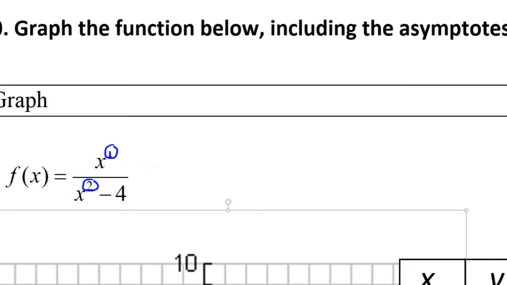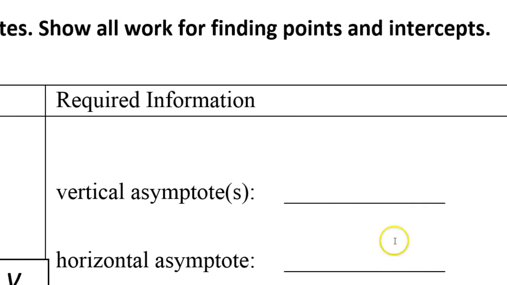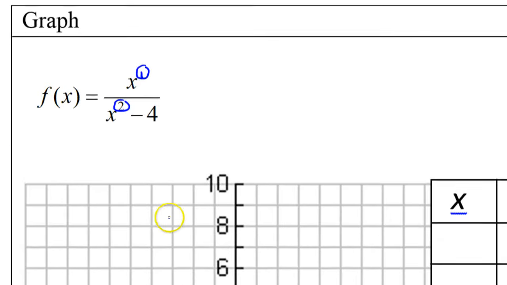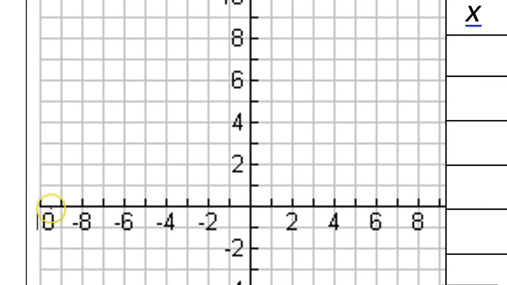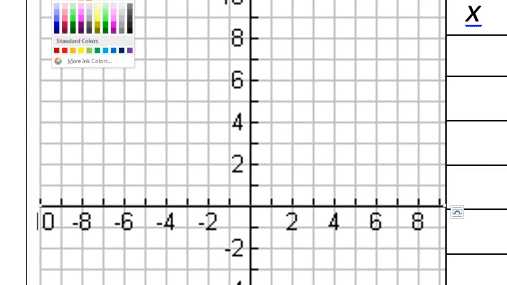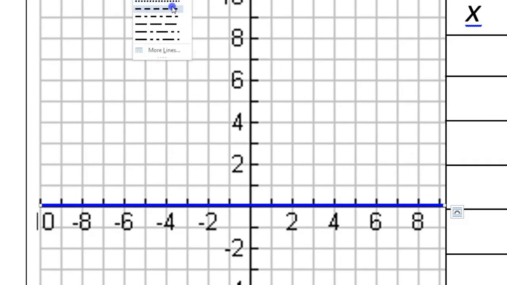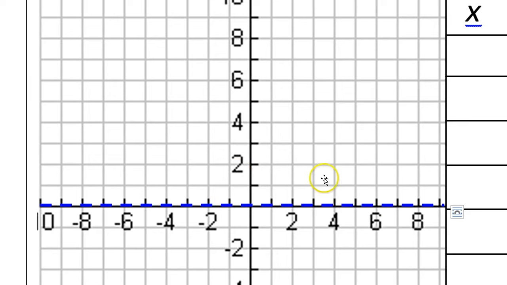So that's what we have. So we know our horizontal asymptote is going to be y equals 0. So we can go ahead and graph that as well. Alright, y equals 0, that's just the x-axis. So we're going to have a horizontal asymptote just like this. Okay, so there's our horizontal asymptote.